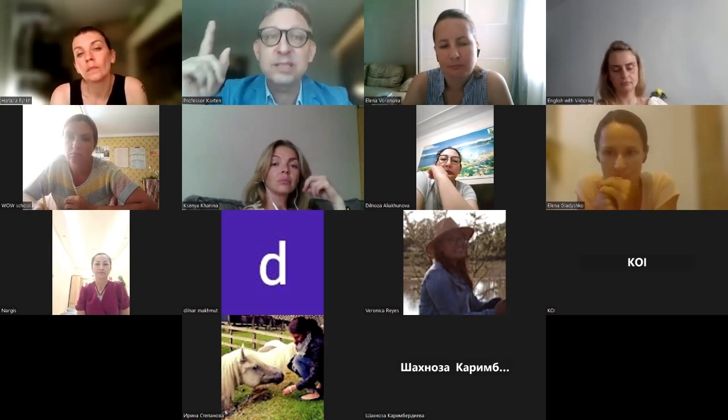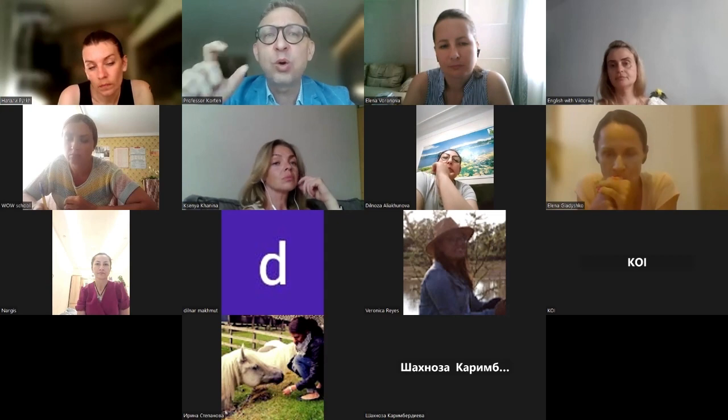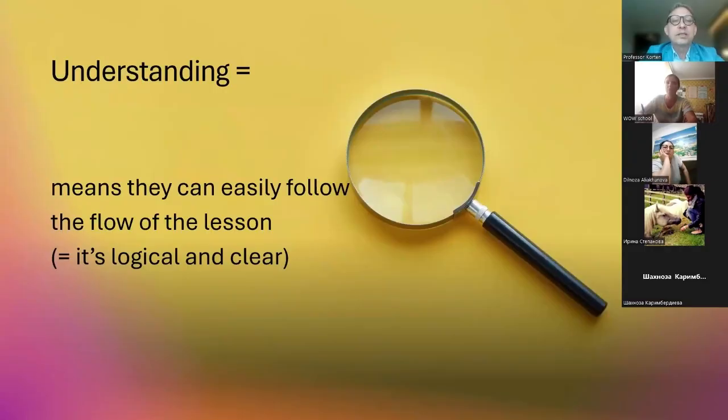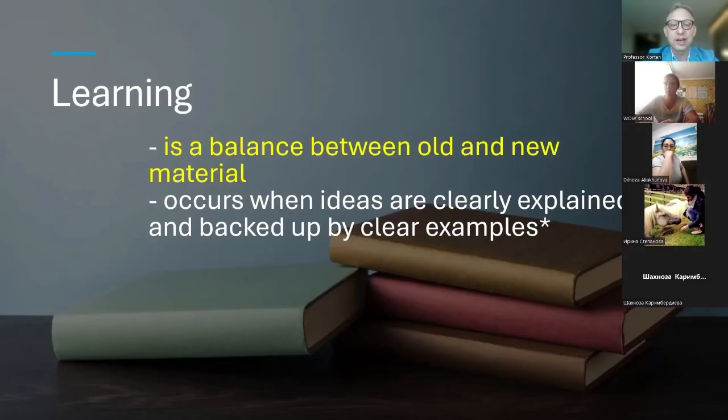The best first question is, what's the core learning moment or block? What is it that I want to teach them? What does understanding mean? Understanding means they can easily follow the flow of the lesson. It's logical and clear in each learning segment. They understand. It's so critical to unlocking students' understanding.